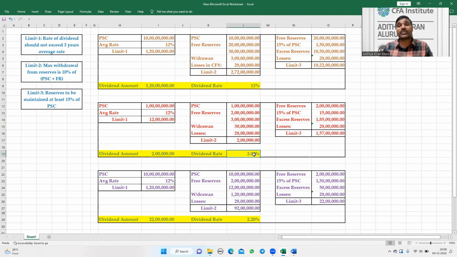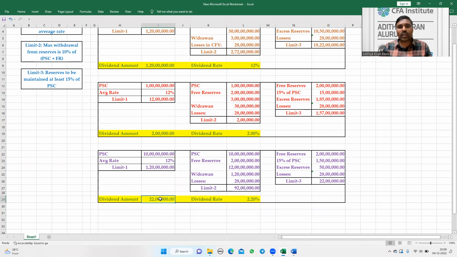What is the maximum rate of dividend, and what is the maximum dividend amount? That is the reason I have given both the figures, maximum dividend amount and maximum dividend rate. Now, look at the third problem.